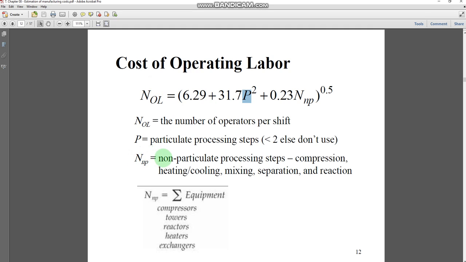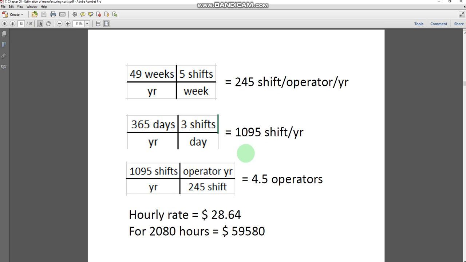N_np includes the non-particulate processing steps: compression, heating, cooling, mixing, separation, and reaction. Now you have to see how many pieces of equipment are in your plant, how many compressors, towers, reactors, heaters, and exchangers are there, and then count their number. Whatever value comes out for the number, you have to put in this equation to get the value for the number of operating labor. When you calculate N_np, you have to only consider these equipments. If some other equipment is there, you don't need to consider it. Okay, so let us see how we can solve this one.